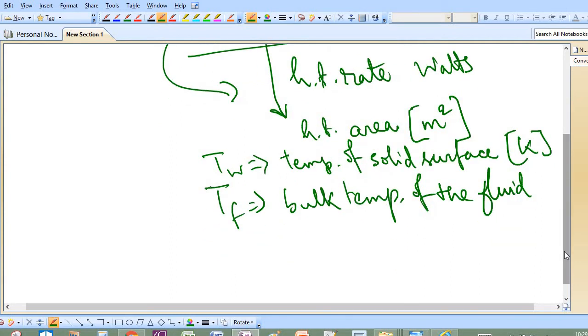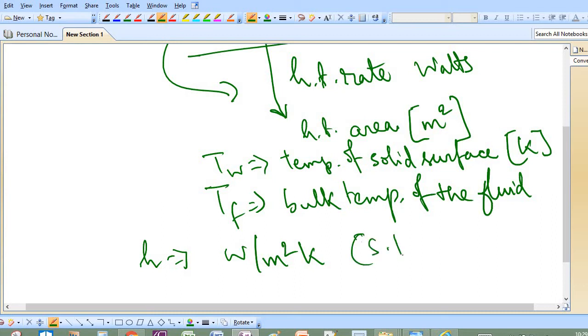Further, H, which is our heat transfer coefficient, or in proper terms the convective heat transfer coefficient, has units in SI of watt per meter square Kelvin. In British system it can be represented as BTU, British thermal unit, per hour per feet square degree Fahrenheit, the English system.